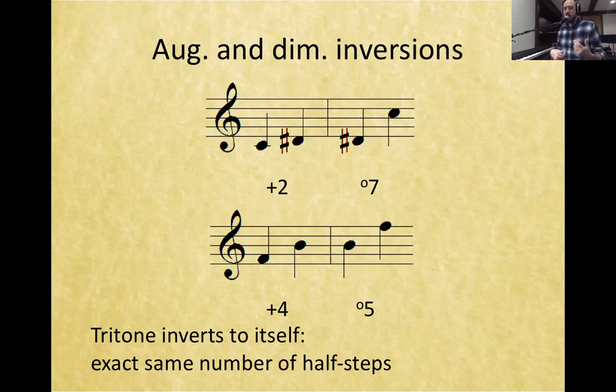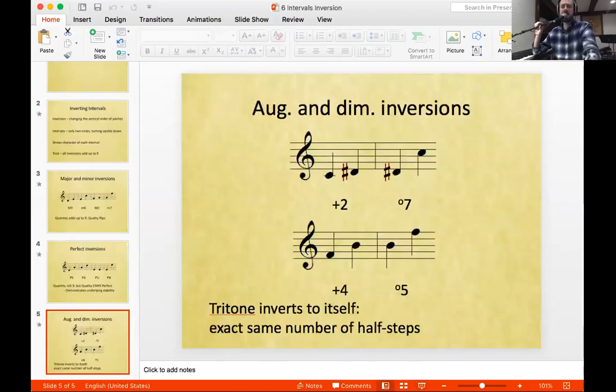Right? So the tritone inverts to itself, which is really cool. That's like one of those amazing once in a generation kind of things, right? So augmented switches to diminished always, but with the tritone, with the augmented fourth, diminished fifth, it's even more cool because it inverts to itself, right? 4 plus 5 is 9, augmented flips to diminished, right? Really, really cool.